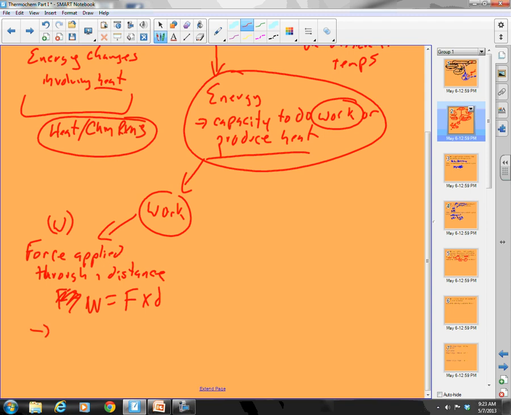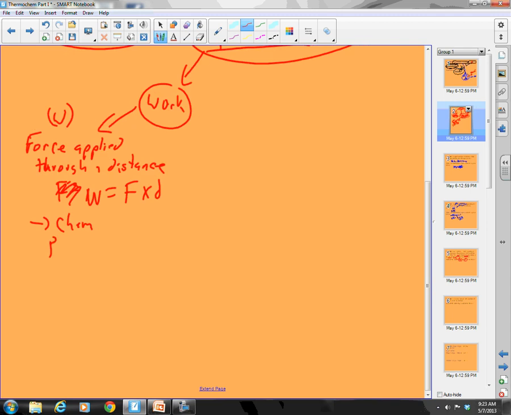Now, there's a special case for chem. The special case for chem is what we call PV work. And what we usually mean here is I have a cylinder, like a piston. Yeah, piston would be cool. And I have a gas in here, and it combusts. Let's say that is something like octane in here. So when my octane combusts, what happens? It pushes my cylinder and it changes the volume.